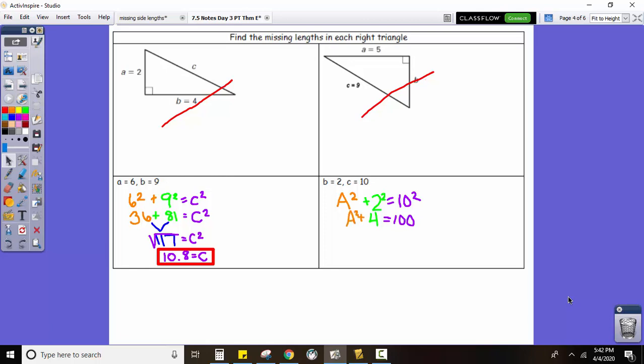Okay, now I need to solve for A. So remember, if I know the total and I have part of the area, take away 4 from both sides. So 100 take away 4 is 96, which is what A squared, the A leg square area, equals. I want to know just A though, so I take the square root. The square root of 96 is about 9.8.